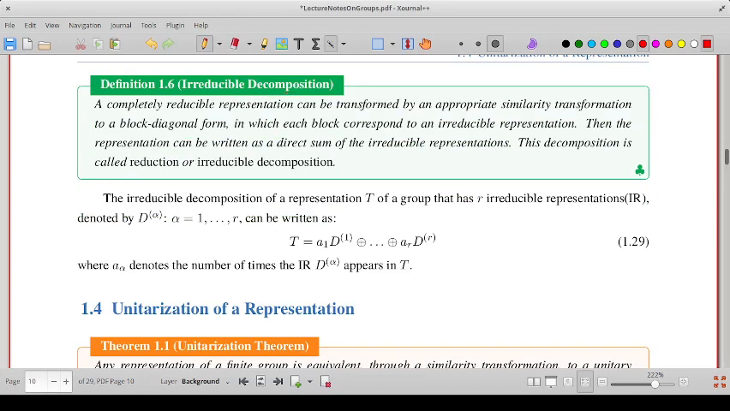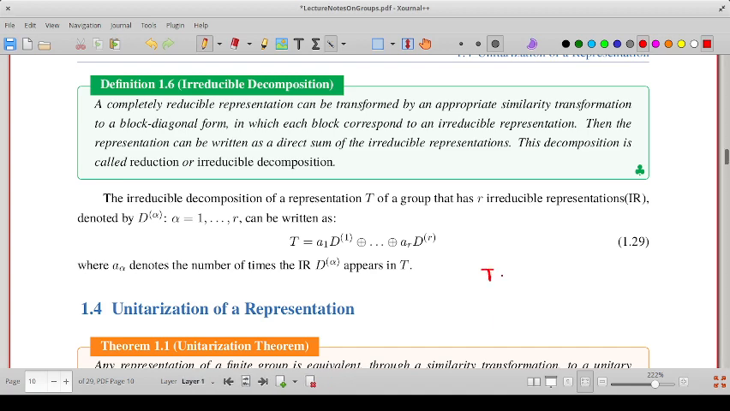Irreducible decomposition. Suppose we have a completely reducible representation. That means we can find a similarity transformation which will transform the representation matrices into a block diagonal form. Suppose we have such a completely reducible representation, and we can find a similarity transformation such that the block diagonal form obtained is such that each block is irreducible.